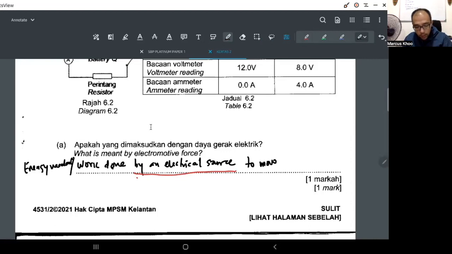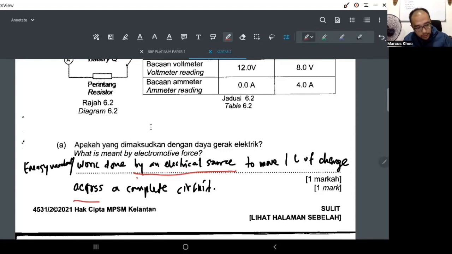to move 1 coulomb of charge across a complete circuit. Okay, so these are the two key differences, the two keywords that are different from potential difference. Potential difference is work done to move 1 coulomb of charge between 2 points. That's it. But for electromotive force, there's a lot more stuff. Work done by an electrical source to move 1 coulomb of charge across a complete circuit. So it's not just 2 points, it is a complete circuit.